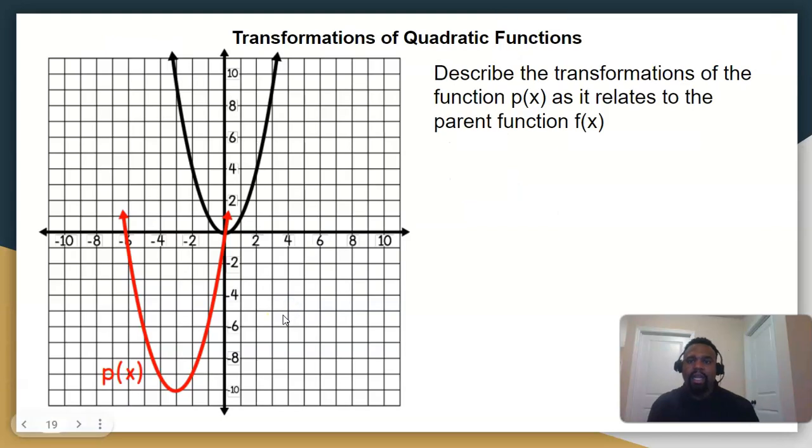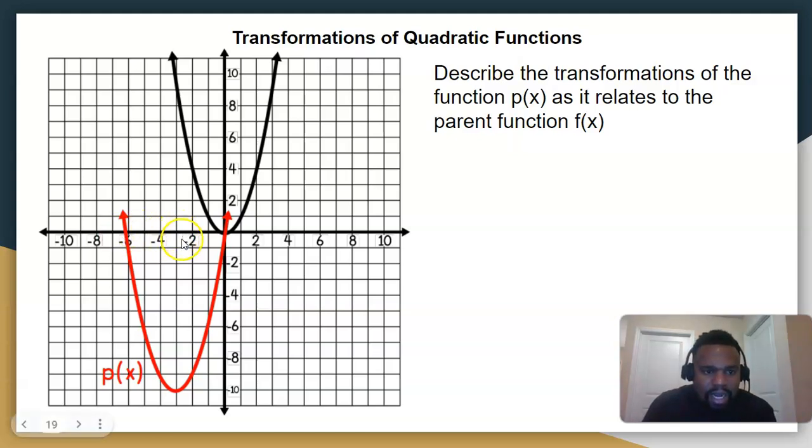All right, let's take a look here. Let's describe this transformation that's going on. This is our parent function, this is f of x. So it looks like we're moving 3 units to the left. So if it's 3 units to the left, the whole expression is going to be x plus 3. They represent 3 units to the left.